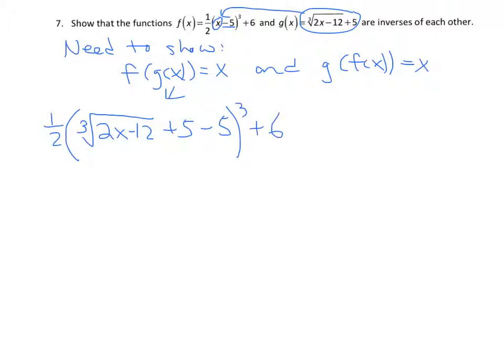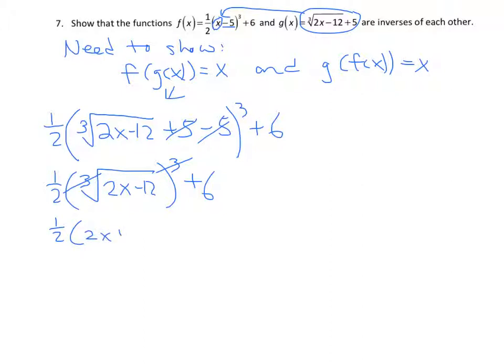And then we simplify. The plus 5 and minus 5 cancel. So we get 1/2 cube root of 2x minus 12 to the third plus 6. The cube root and the cube cancel. So we get 1/2 times 2x minus 12 plus 6. We distribute the 1/2 and we get x minus 6 plus 6. The minus 6 and plus 6 cancel and we just get x. So we showed the first half.